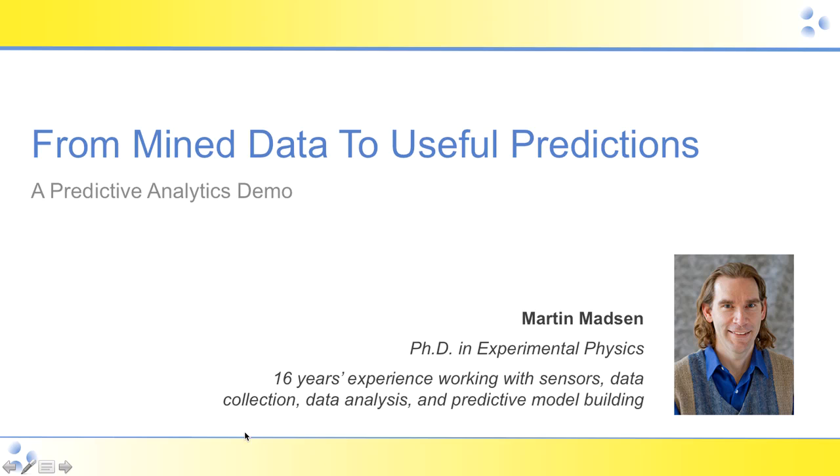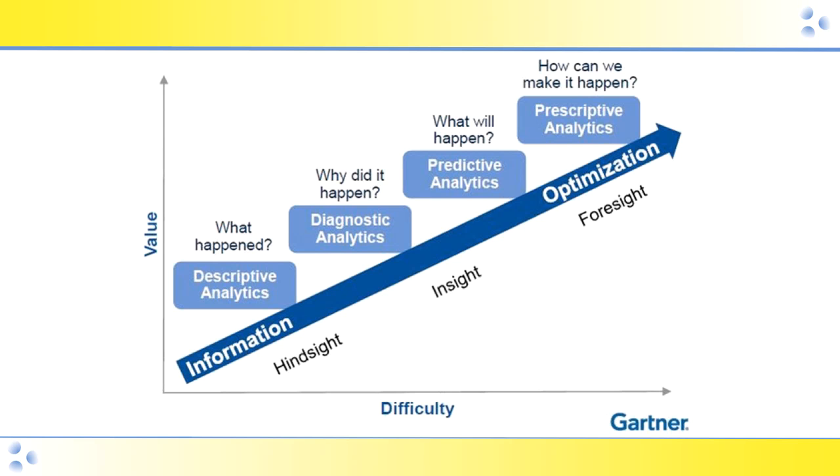In this demonstration, I'm going to talk about moving from mined data to making useful predictions. The idea is to look at a predictive analytics demonstration. I'm going to talk about what it means to move from the descriptive analytics side of information, where we look at the question, what happened? Through this Gartner chart, through the diagnostic analytics section, why did it happen? To the point where we're making predictive analytics.